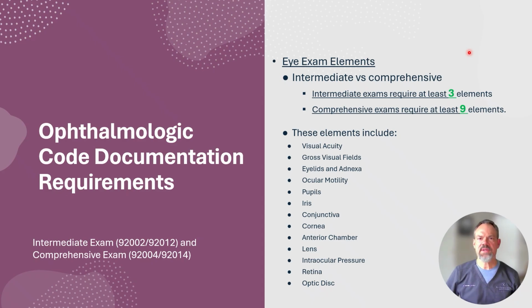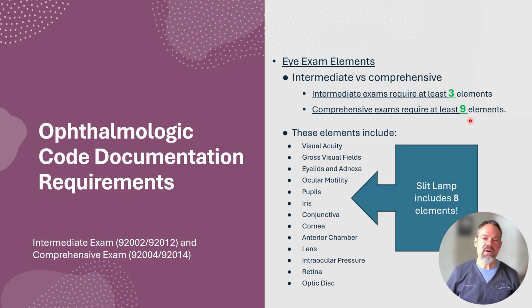To differentiate between those two, an intermediate exam requires at least 3 elements, whereas a comprehensive exam requires at least 9 elements. So you might think to yourself, 9 elements, that's a lot to get. But remember, if you do a slit lamp examination, you'll get at least 8 elements. So if you do a slit lamp examination, you have eyelids and adnexa, iris, conjunctiva, cornea, anterior chamber, lens, retina, and optic disc. So right there you have 8 out of 9 elements. You throw in intraocular pressures and or visual acuities, you certainly meet that requirement.